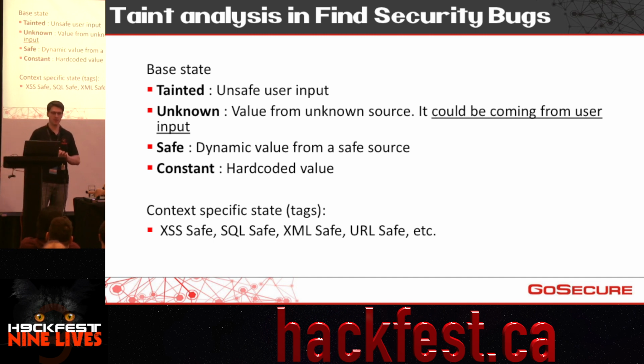So those are the 4 basic states in FindSecBugs, but we also have another concept of tags, where variables will be tracked and there will be state related to a specific context. So if you encode a value for XSS, so you use specific APIs that are encoding specifically for this context, they will be tagged as XSS safe. If you decode them, the tag will be removed. But the idea is that we don't want a value that is escaped with a SQL API and returned in HTML to be considered as safe, because it's not the right context. Every context should have a specific encoding.